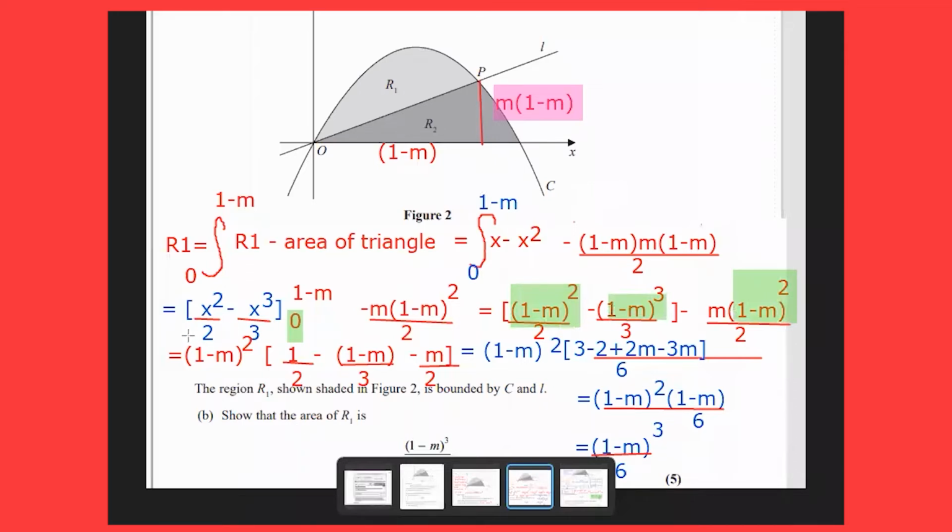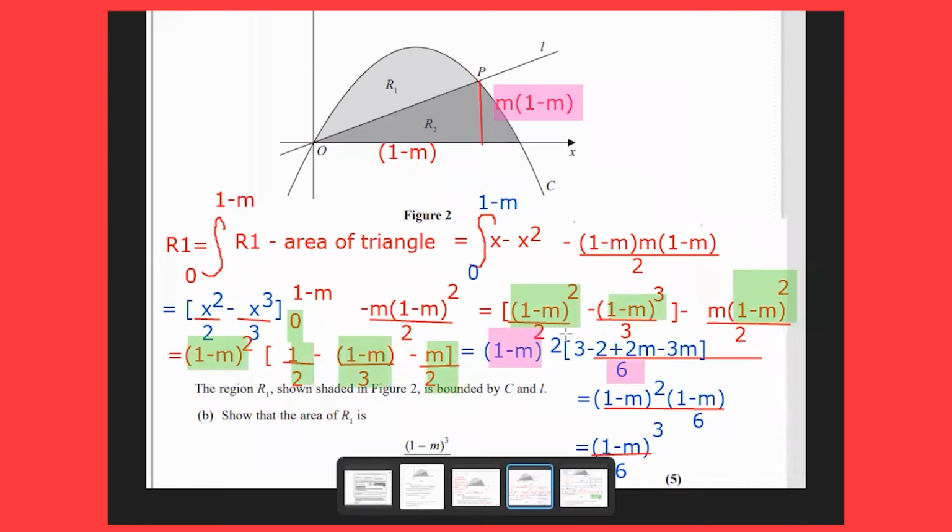So I take that out, I factorize it out. I'll be left with then a half minus a 1 minus m over 3 minus m over 2. Now I'm going to put them all under a common denominator of 6, keeping in mind that I have already factorized out a 1 minus m squared. So what I end up with is 2 into 6, 3 is 6.